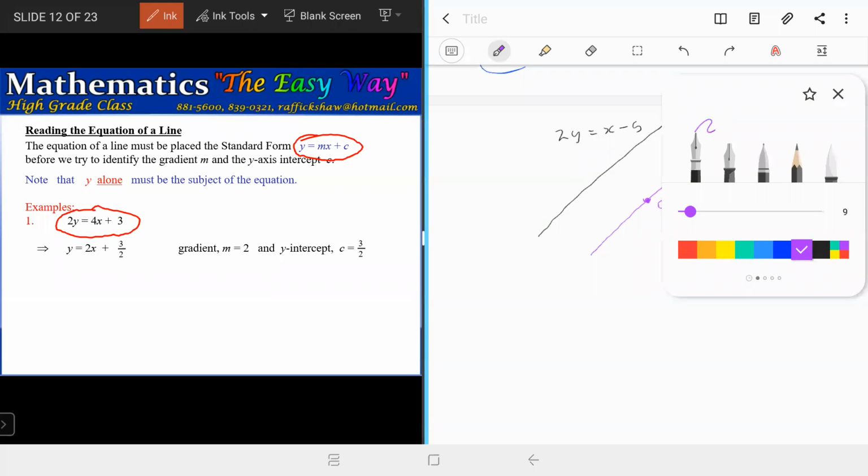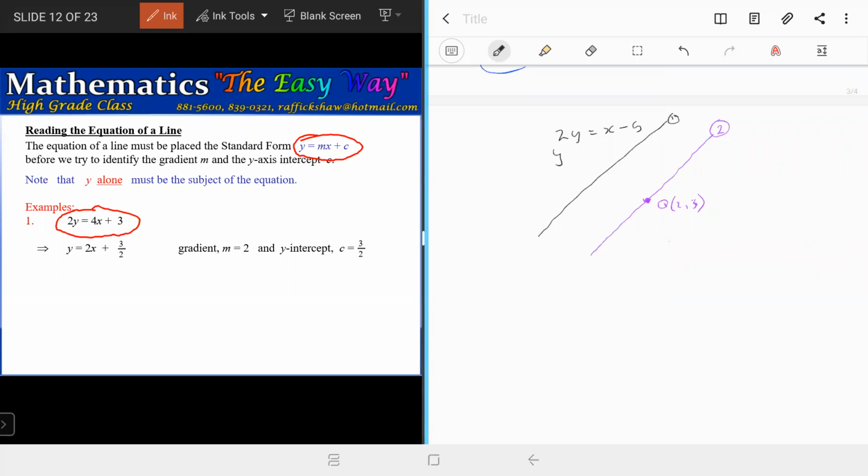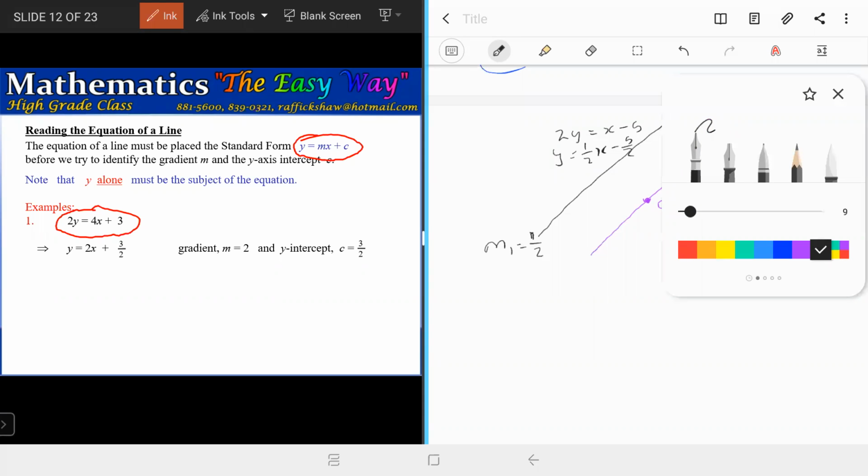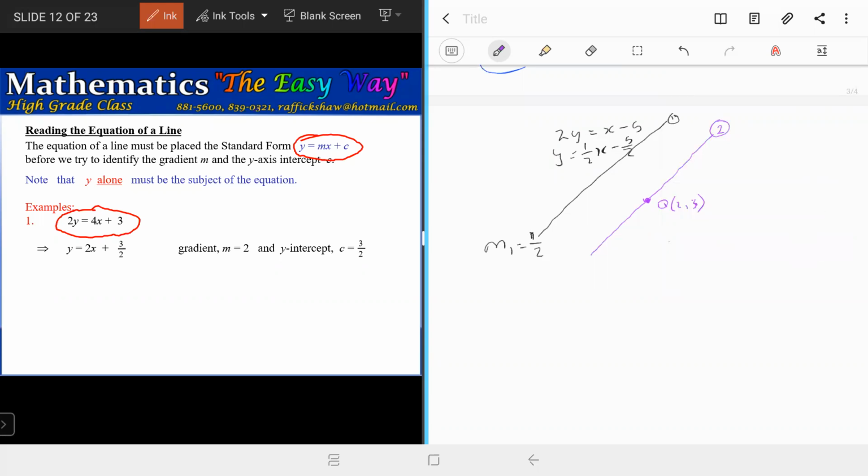So see here now. Going back to the black line, divide by the 2, tells me that y is equal to half x minus 5 over 2. That's the equation of the black line. That means that the gradient of line 1 is equal to half. So I know the gradient of the black line now is half. And because it's parallel, I also know the gradient of the purple line now. The gradient of the purple line, which is line 2, is equal to the gradient of the first line. Why is it equal? Because they're parallel.